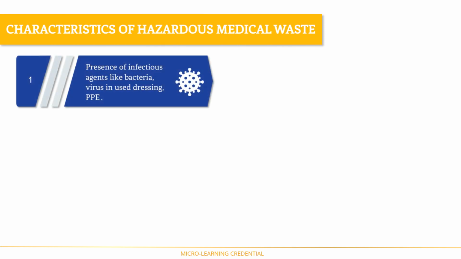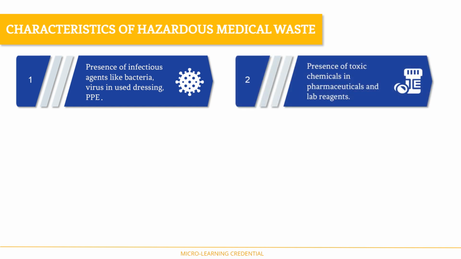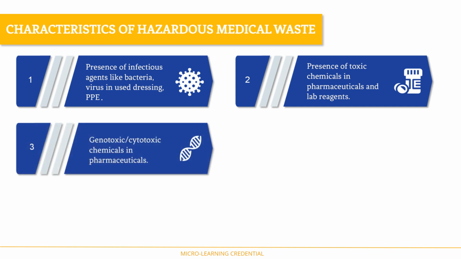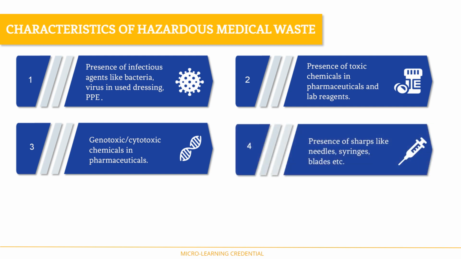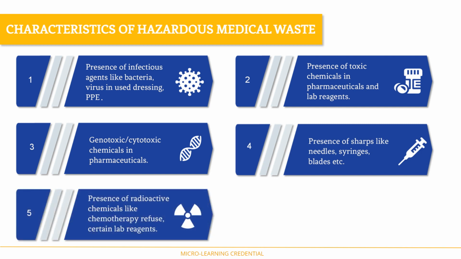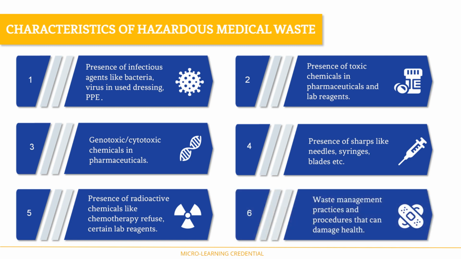Presence of infectious agents like bacteria, virus, fungi in used dressing and personal protective equipment. Presence of toxic chemicals used in pharmaceuticals and lab reagents. Genotoxic or cytotoxic chemicals in pharmaceuticals. Presence of sharps like needles, syringes, blades, etc. Presence of radioactive chemicals like chemotherapy refuse, certain lab chemicals, and waste management practices and procedures that can cause damage. Let's understand the hazards related to each type of waste with Safia.